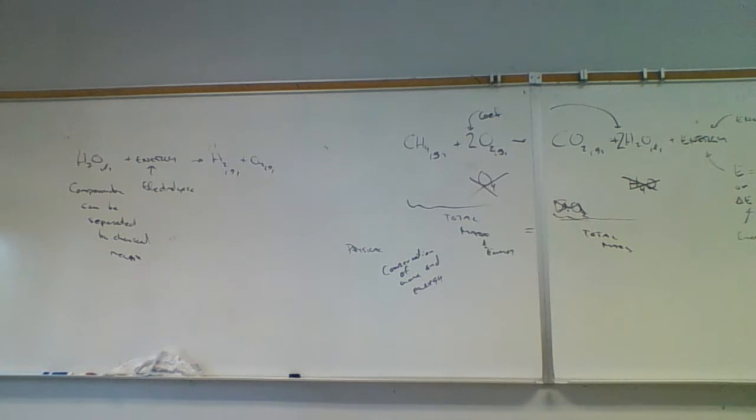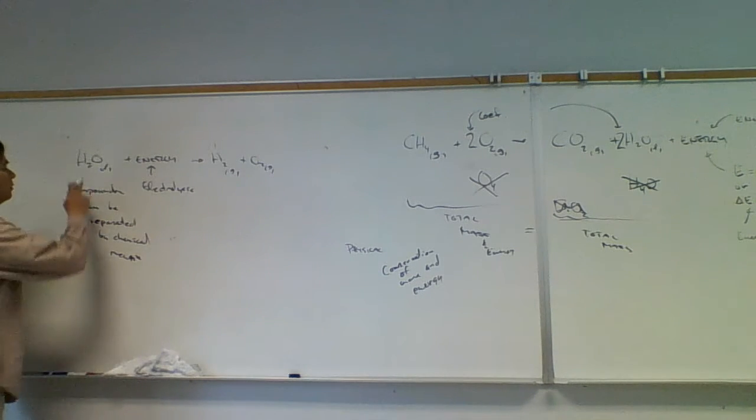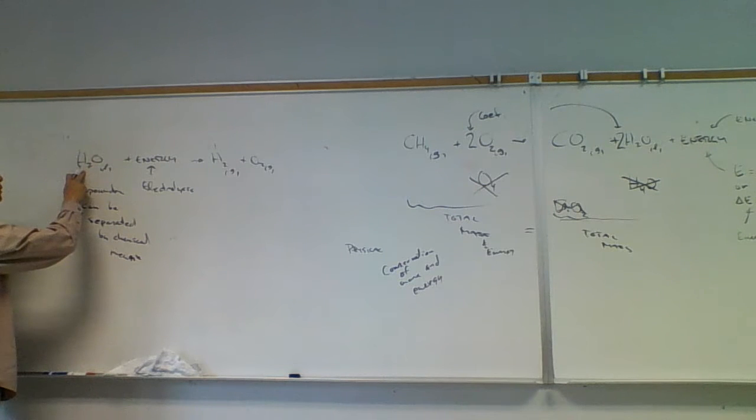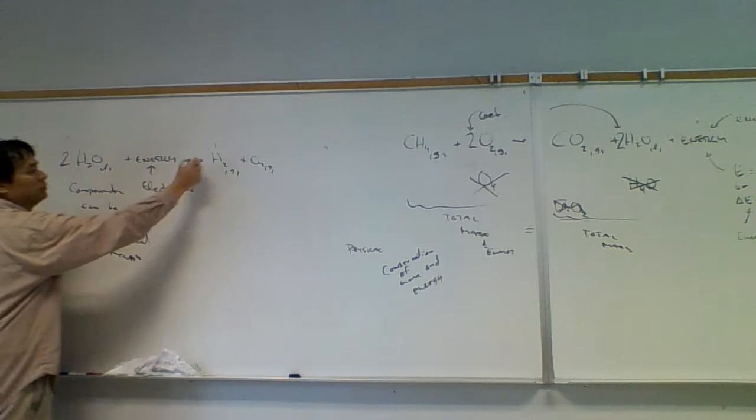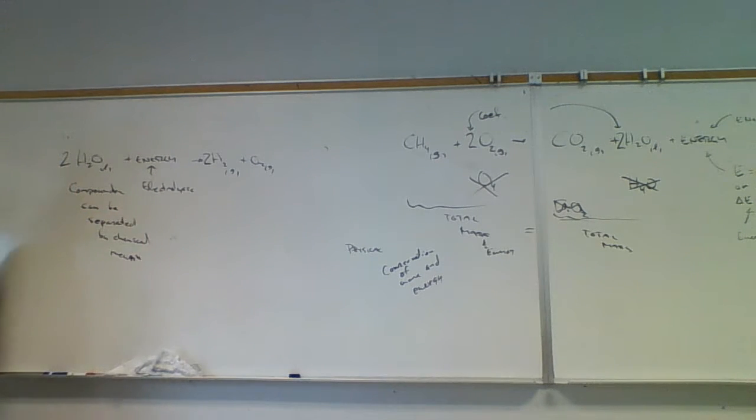Is this balanced? Do I have the right number of atoms on the left and the right? No, this is not balanced. Tell me how I'm going to balance this. Which should I change? Coefficient of 1. Coefficient of 1 where? No, in water. It's 2H2O. Okay, change that to 2H2O and 2 in front of the hydrogen. And then we're good. That's what we call a balanced chemical equation.